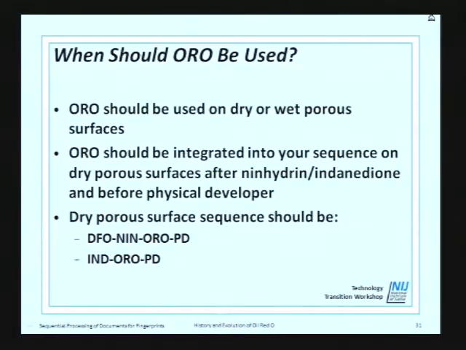So when should I use the Alredo? The Alredo should be used on dry and wet porous surfaces, because a lot of experiments have been done with that kind of stuff. You could integrate it into your sequence for dry porous surfaces after the ninhydrin, or after the indanedione, and before the physical developer. So on dry porous surfaces, it could go DFO, ninhydrin, Alredo, PD, or indanedione, Alredo, PD. It all depends on what you do in your lab.